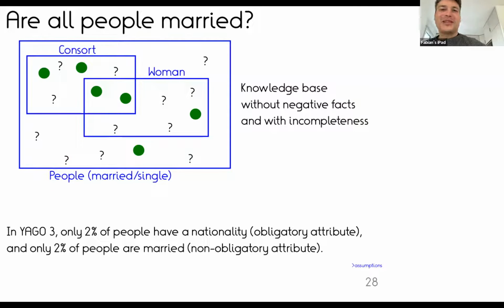For example, in the preceding version of Yago, only 2% of people have a nationality, which is an obligatory attribute, and only 2% of people are married, which is not an obligatory attribute. It's actually very hard to guess whether this attribute is obligatory or not. But you can do it under certain assumptions.